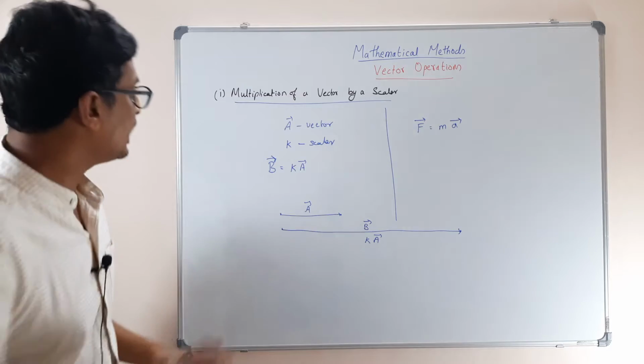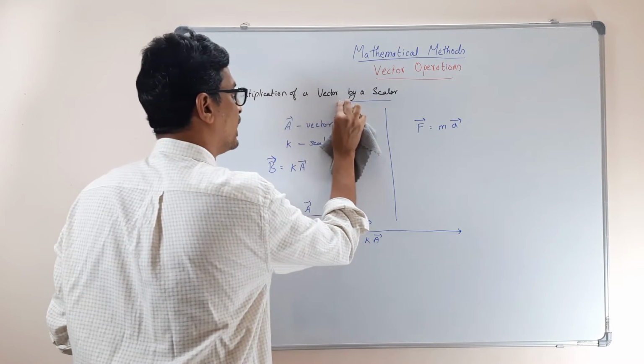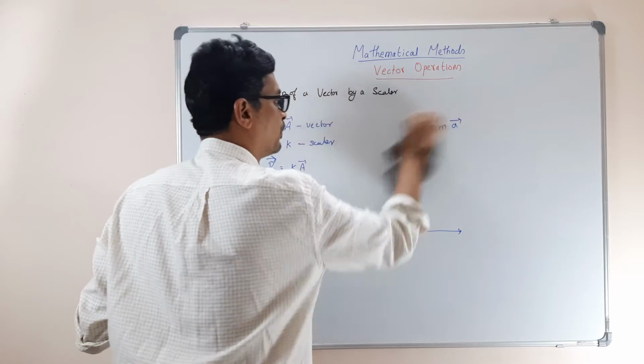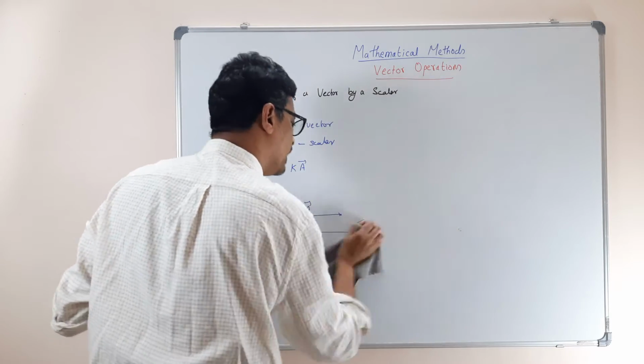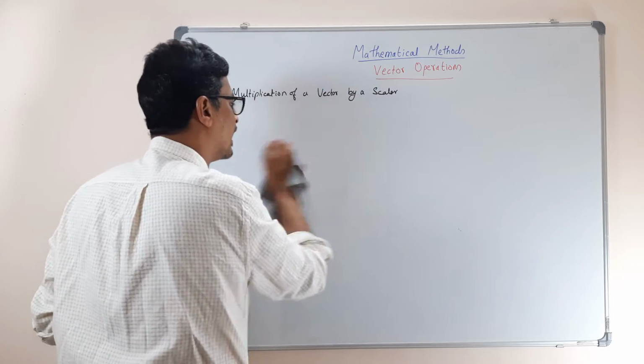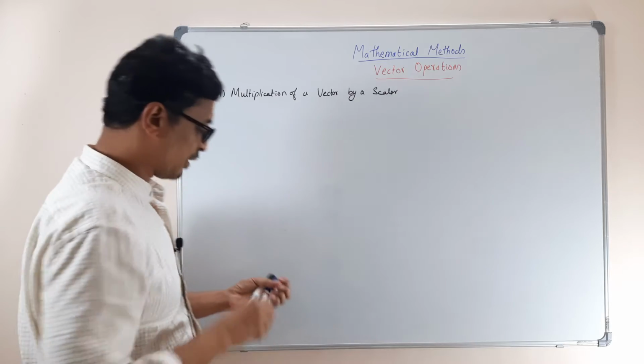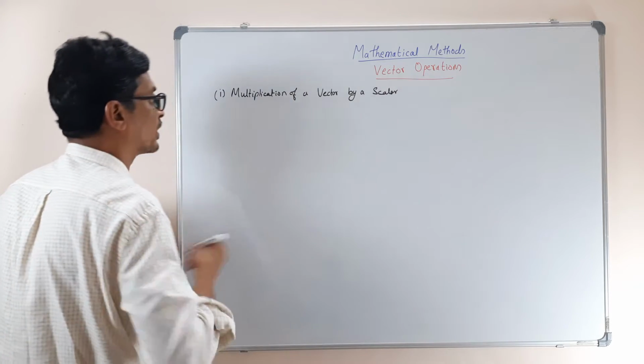Now the second thing we are going to see is the addition of vectors. In the addition of vectors we have different types. One is when the vectors have the same direction, or parallel. Next, we will see the addition of vectors.